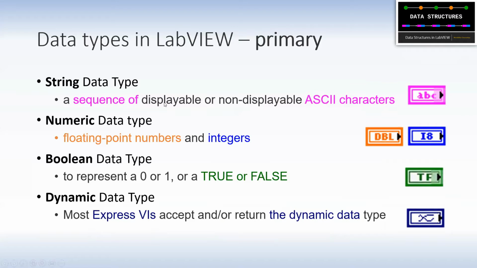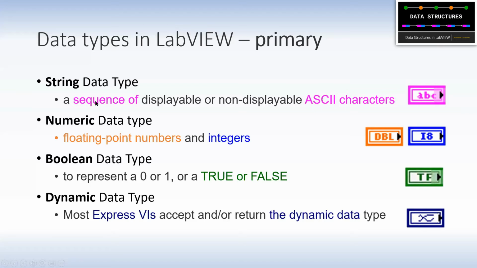Okay? So it is just a sequence of characters, ASCII characters. So those are the characters which appear on your keyboard. Okay? So A, B, C, 1, 2, 3, 4, and something like that. But apart from these characters, there are more characters which you do not see on your keyboard, but the computer knows about that. So those are non-displayable characters. So strings can hold these two types of data: the displayable and non-displayable ASCII characters. Okay, so this is string.